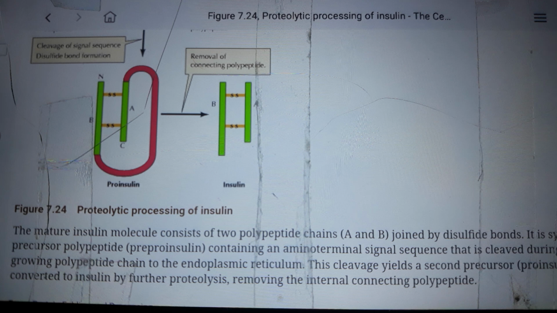We're on the subject of protein synthesis, and on the specific subject of proteolytic processing of insulin. Going into the subject proper, we have the proteolytic processing of insulin. The figure depicts proinsulin and insulin, where you have a cleavage of a signal sequence, disulfide bond formation, and the removal of the connecting polypeptide.